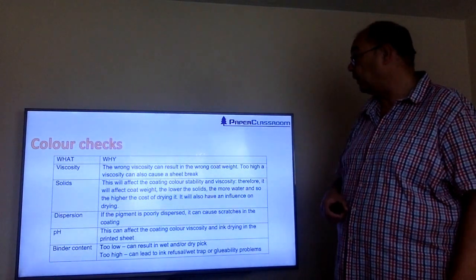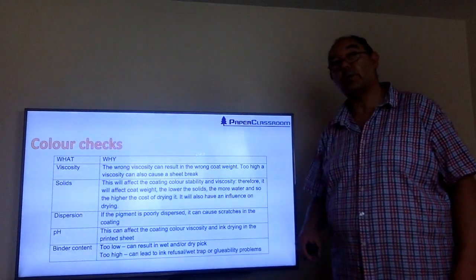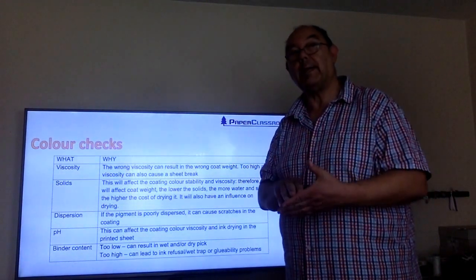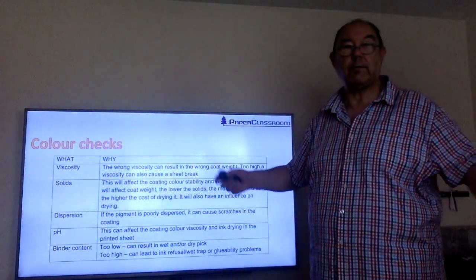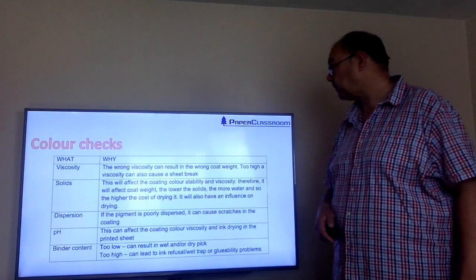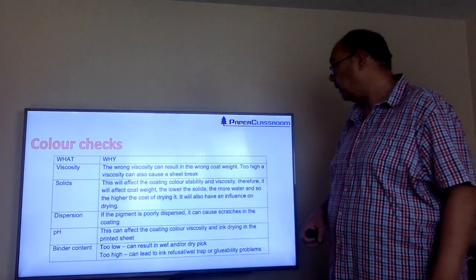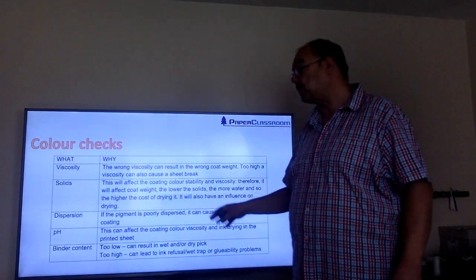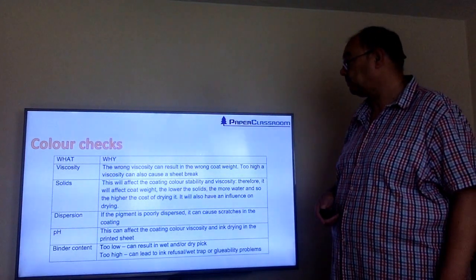We need to check that it's fully dispersed. If the pigment is poorly dispersed, then you'll get little bits there, and if they get caught under the blade of a blade coater, then you'll get scratches all the way down your coating and you've got a wasted roll. The pH is quite important. The pH can significantly affect the coating colour viscosity, and it can also affect the drying rates of inks.